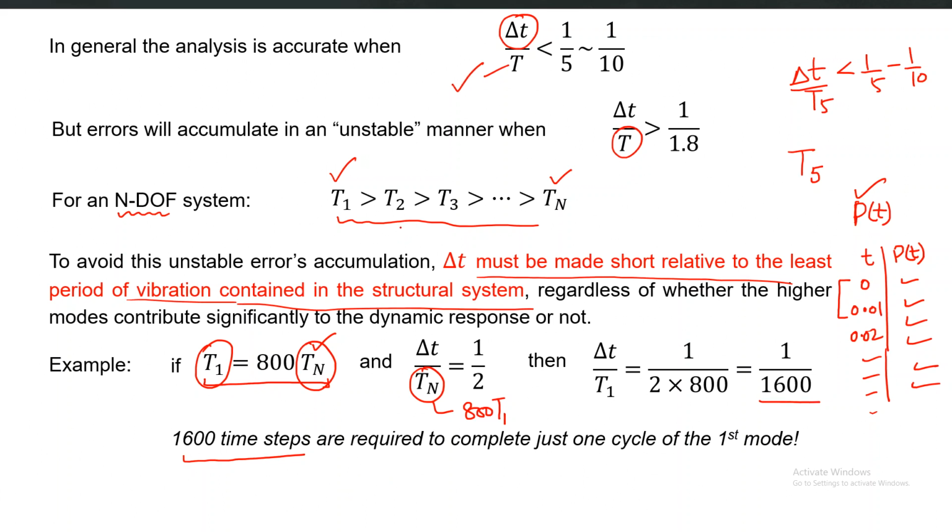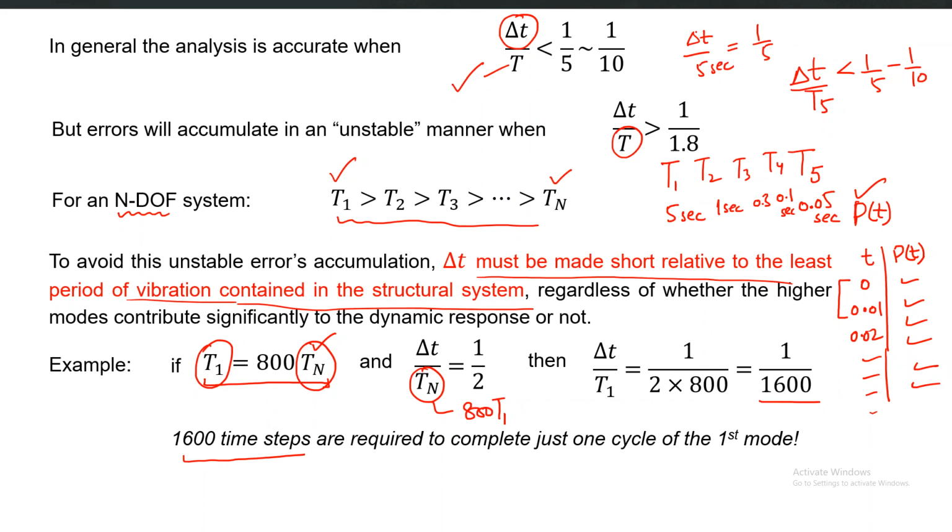A 5-story structure will have 5 time periods: T1, T2, T3, T4 and T5. T1 may be 5 seconds and T5 may be 0.05 second. Maybe T2 can be 1 second, T3 can be 0.3 second, T4 can be maybe 0.1 second, and T5 can be 0.05 second. So let's say that you base your delta t selection on T1. So you say that, okay, my delta t over capital T, which is 5 seconds, should be in this range, 1 over 5.